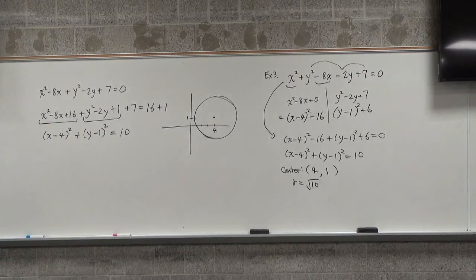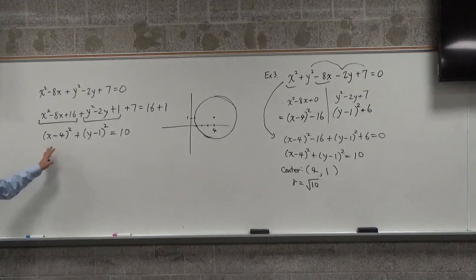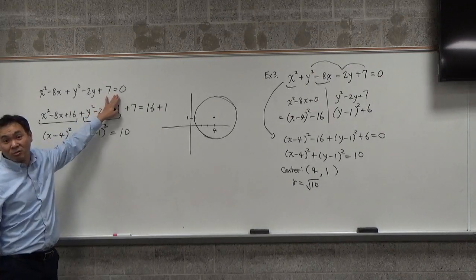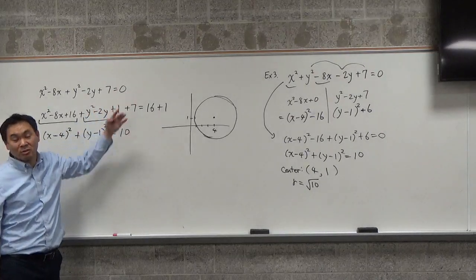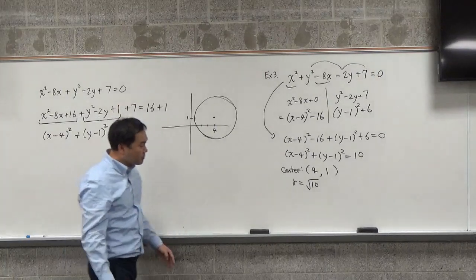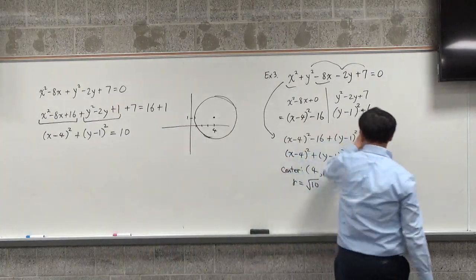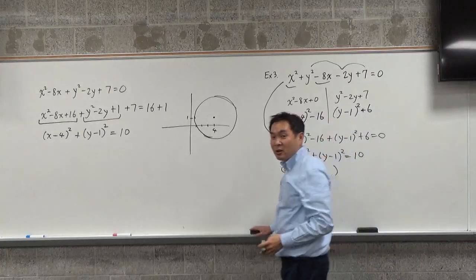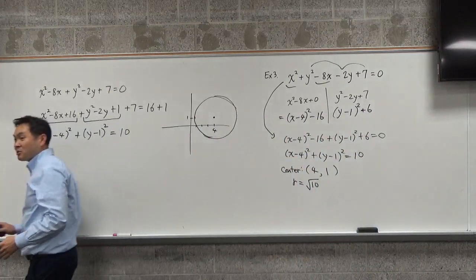Some of you might consider this as the easier one. Now, the downside of this method is that it only works if there's an equation, so that there's another side to add to. So that's why I like the first one better, but it's up to you. Either way, if it works, it works, okay?